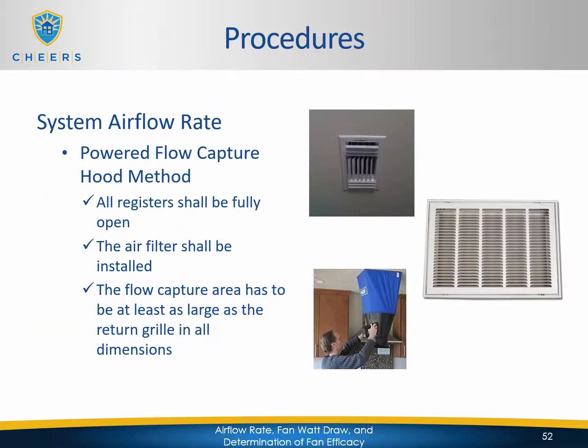Now for the powered flow capture hood method, all registers shall be fully opened, the air filter shall be installed, and the flow capture area has to be at least as large as the return grill in all dimensions. So as you can see in the picture at the bottom, the flow capture hood has to completely cover the return grill. That means that the edges of the capture hood have to fully touch the drywall. They cannot be on the edge of the grill, they cannot be touching the metal, they have to fully enclose the register grill.